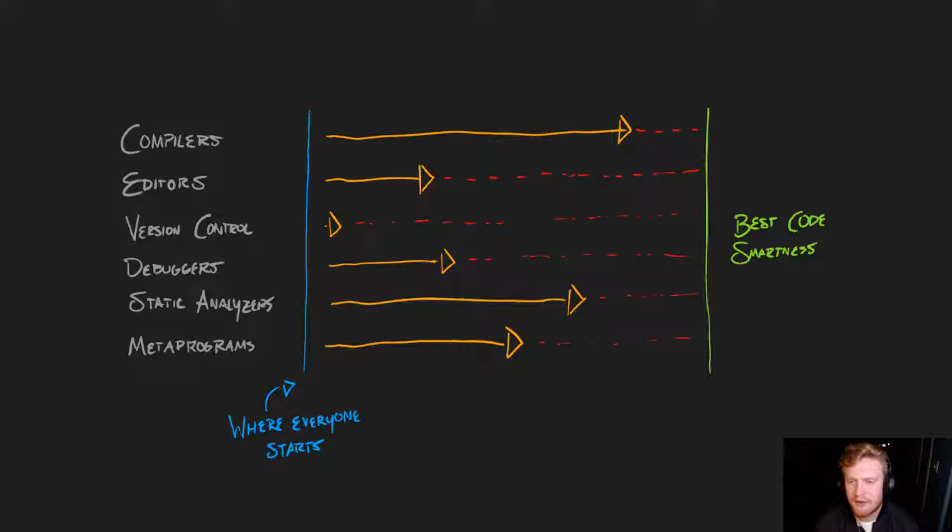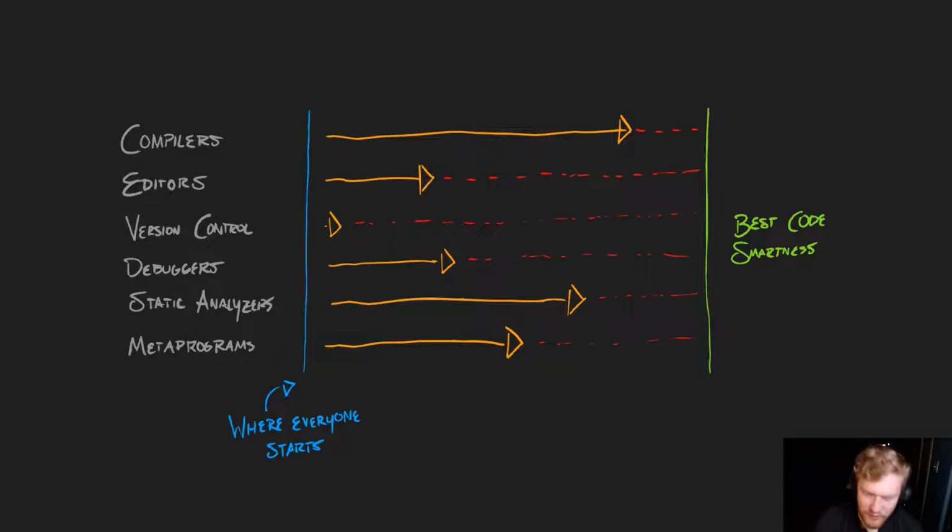And Alan's already shown you a few cases where the compiler falls short. Editors fall short also for some of the reasons that Alan has already raised. Version control just doesn't try. All these things do a lot of work to get to the best possible code smartness. They all end up falling short. Additionally, debuggers, you can imagine them having to parse expressions inside of a watch window or something. Everybody's having to do this work, and everybody falls a little bit short.